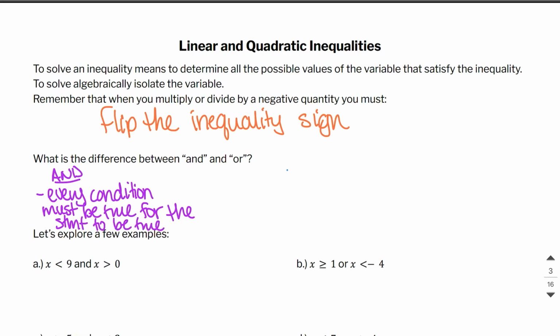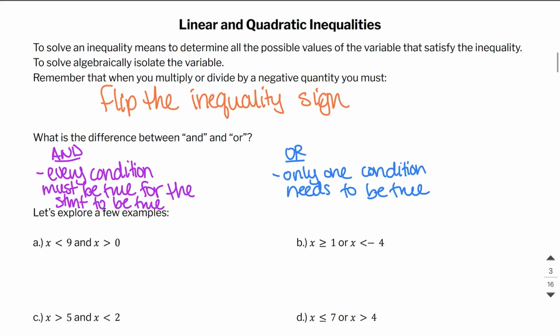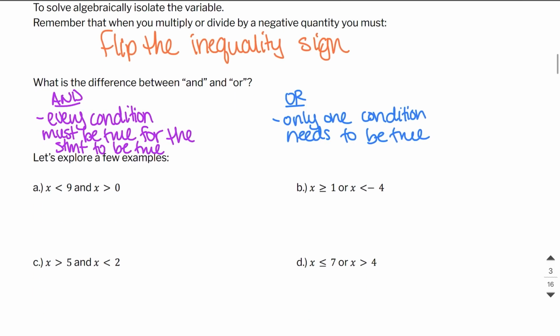Okay, but for or, if we have the word or in between, what that means is only one condition needs to be true. However, we can have more than one statement that is true as well. So we'll take a look at these examples here.